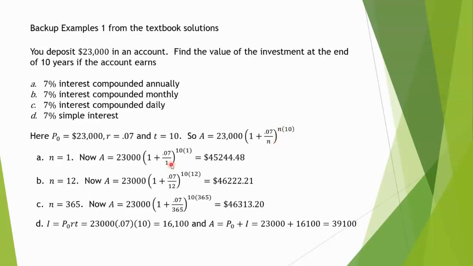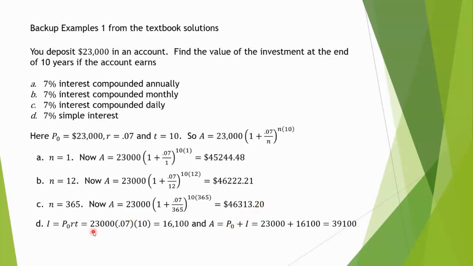N is 1, right? It's compounded only once a year. So we end up with this amount. If it's compounded monthly, 12 months in a year, right? So N is 12. So we get this amount. Daily, 365, right? As before, N is 365, we get this.